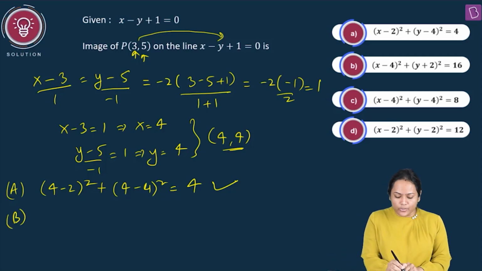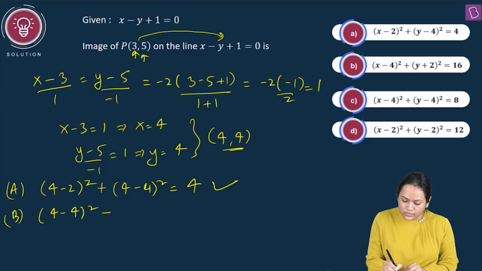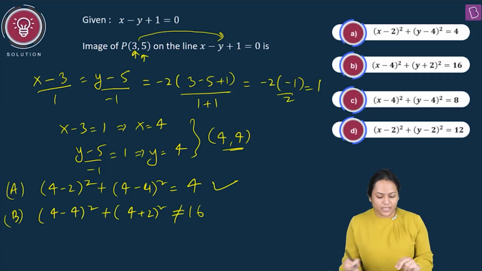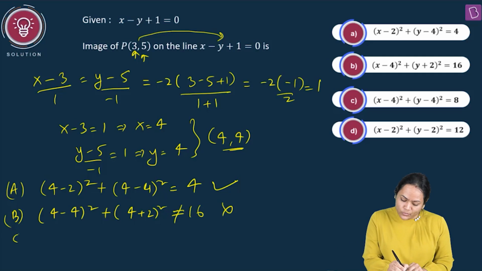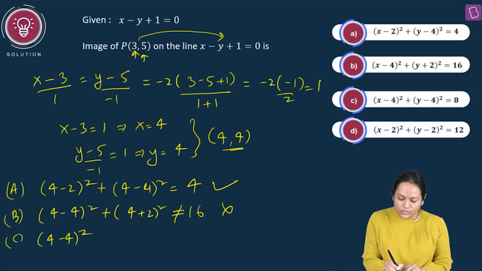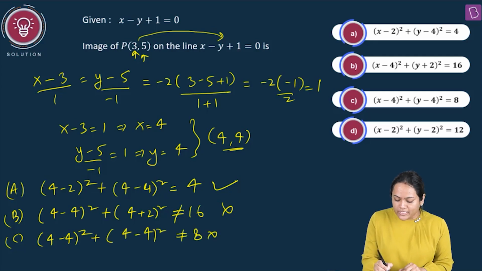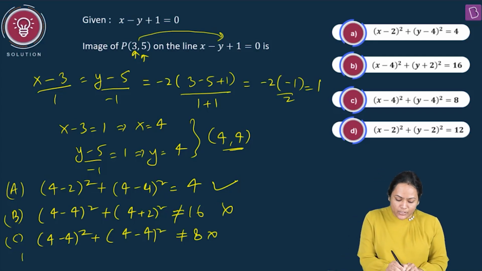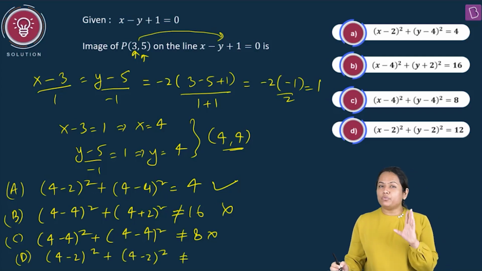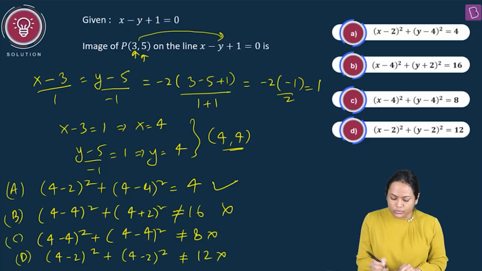My B option is going to become (4 minus 4) whole square plus (4 plus 2) whole square, which is equal to 36. Well, 16 is not correct; the value will be 36. So B is not the right option, which we already know. Coming to the C option, it's saying (4 minus 4) whole square plus (4 minus 4) whole square, which is equal to 0, not equal to 8. And the last option D is going to become (4 minus 2) whole square plus (4 minus 2) whole square. Value will be equal to 4 plus 4, that is 8, not equal to 12.